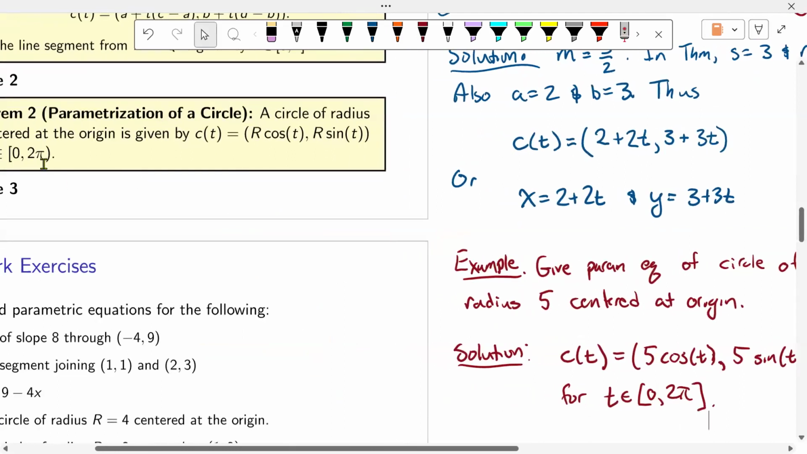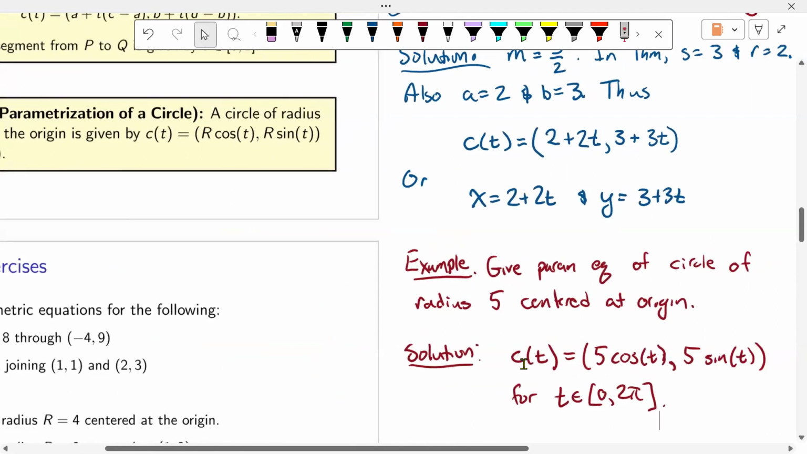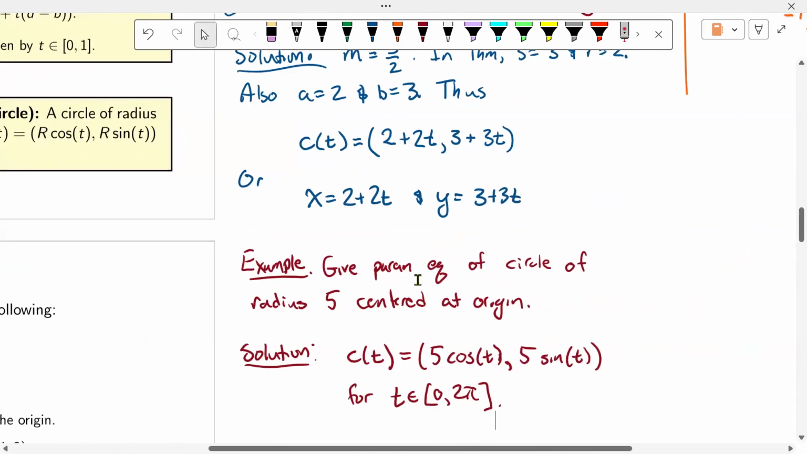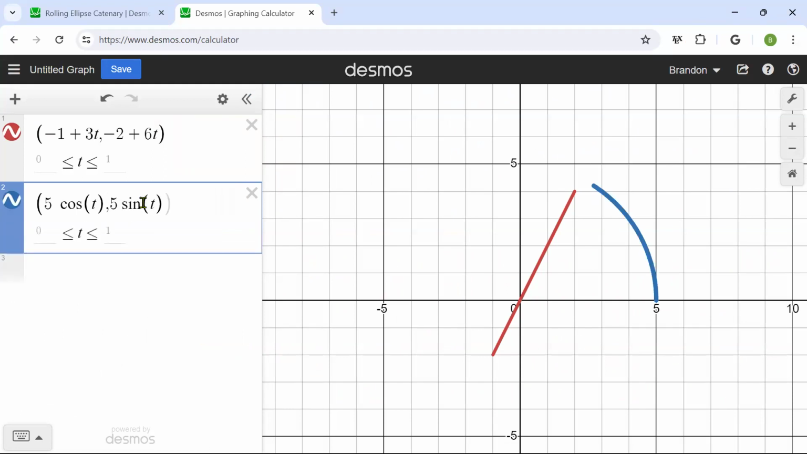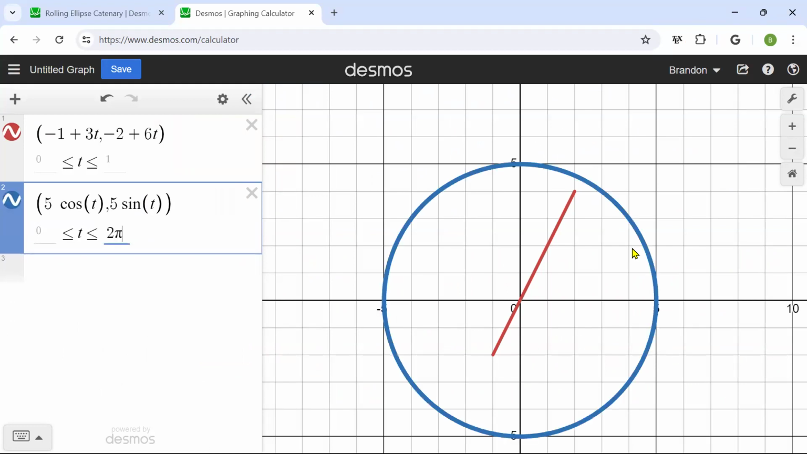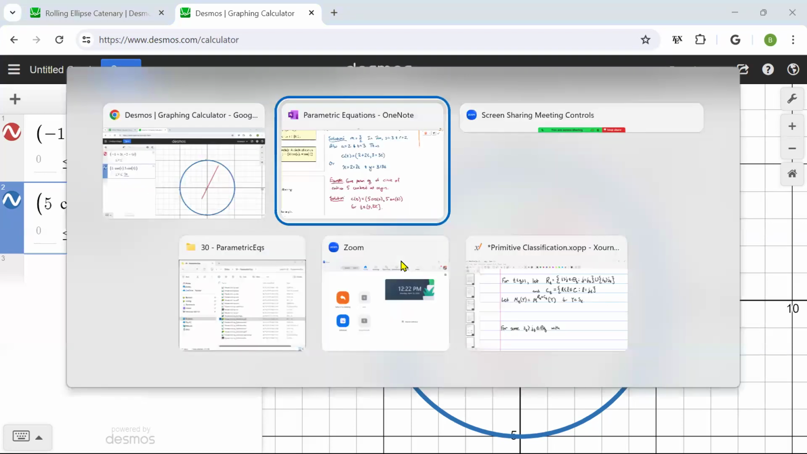Oh, technically I don't include 2 pi. That's all right if you include 2 pi as an endpoint. So let's plot this one. It's 5 cosine t, 5 sine t. Doesn't look like a circle yet. Looks like just an arc, but I type in my 2 pi and bam, there it is. It's pretty nice. Okay. So this is a good one to use Desmos for.